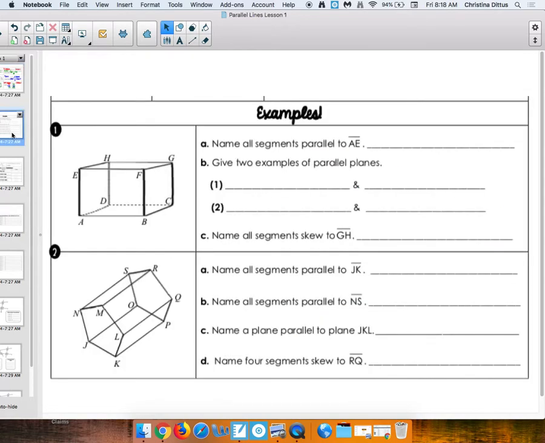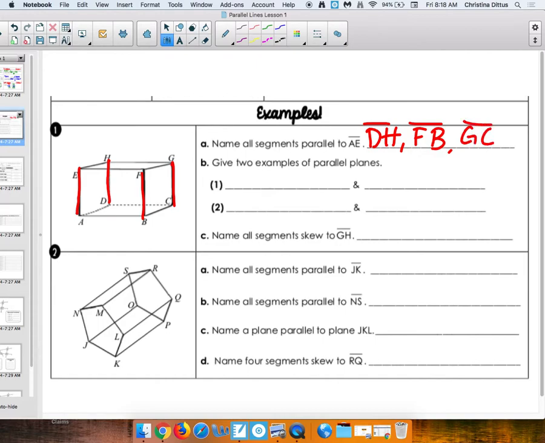So, if I have segment AE, which is here, give me some segments that are parallel to it. DH, BC. FB, and GC. GC. Good. So we got DH, FB, and GC. Good.